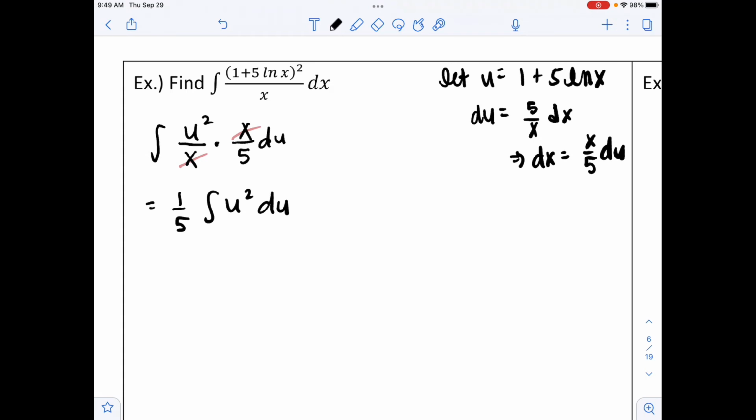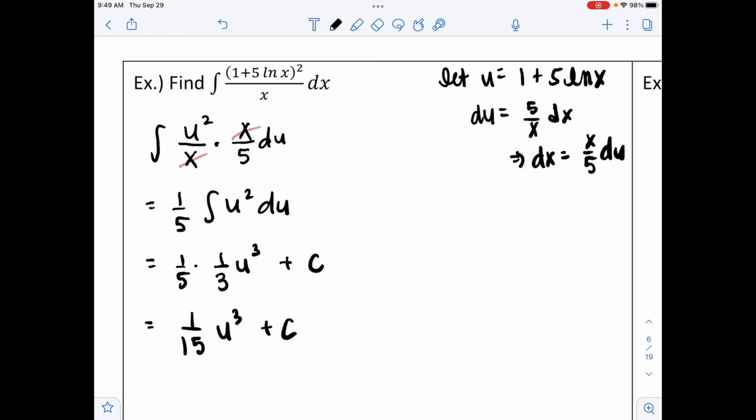And again, the big thing to note here is that I have removed all the x's and I've substituted in u's and du, and so now I can take the integral of this with respect to u. And so we have 1/5 times 1/3 u cubed, adding 1 and dividing by that same value, plus our constant c. I can simplify this to 1/15 u cubed plus c.